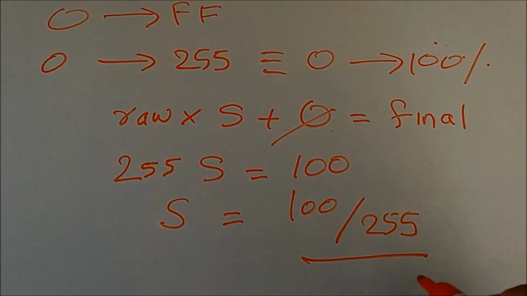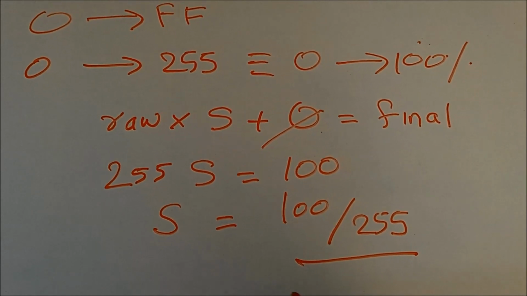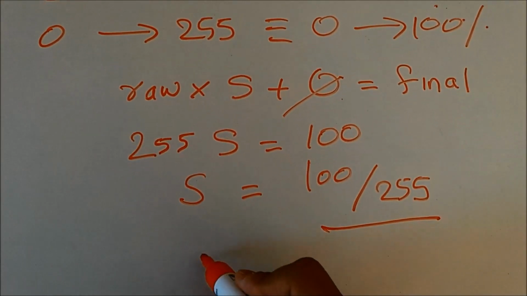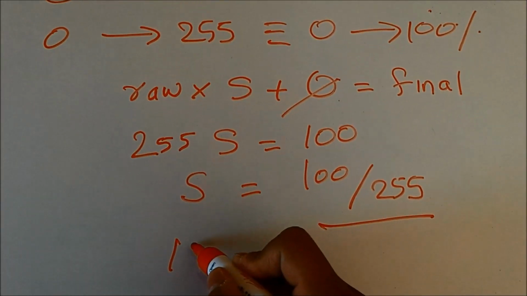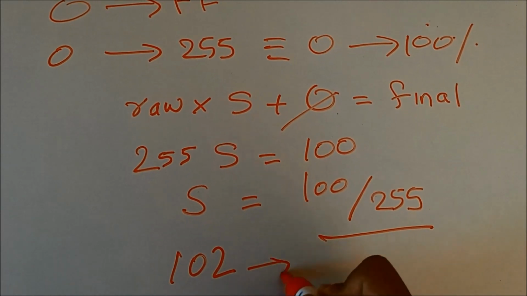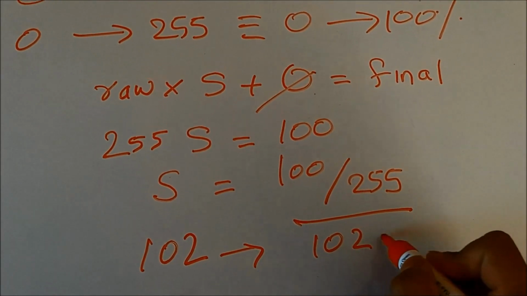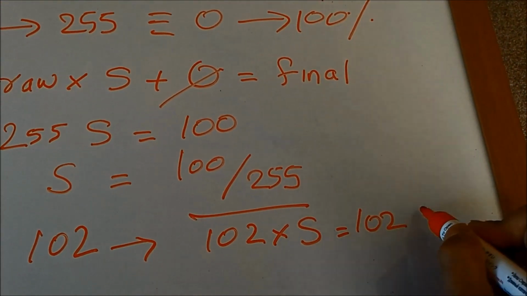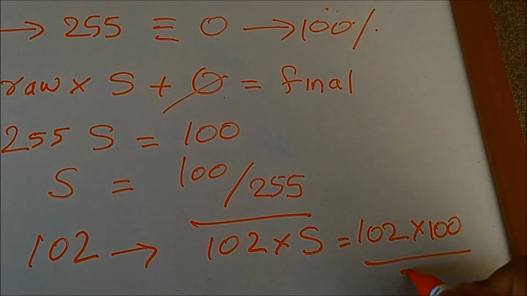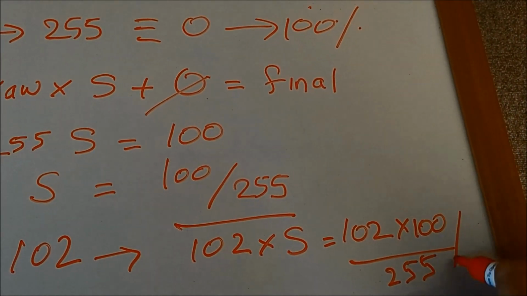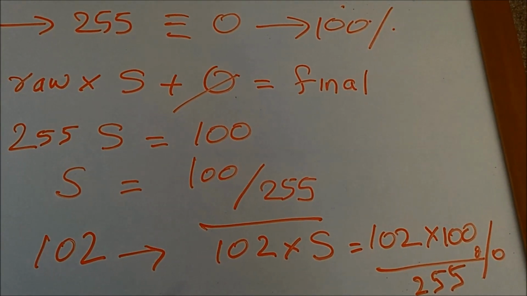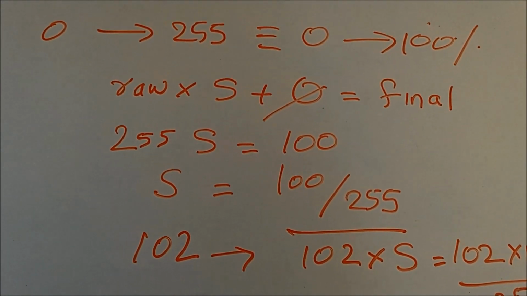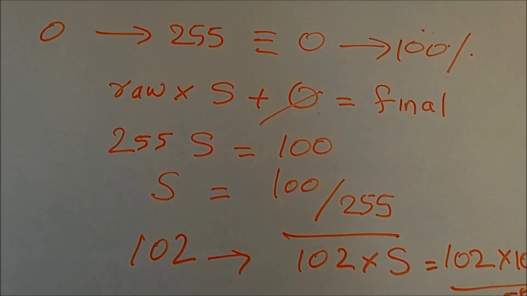Now this scale you can enter in your DBC, and then you can easily convert any particular pedal position into its raw value or vice versa. So if you get a value of say 102, then your final pedal position will be 102 times the scale, which is equal to 102 times 100 over 255 percent. That's it. That's how you convert raw data into a final value, which could be represented in English.